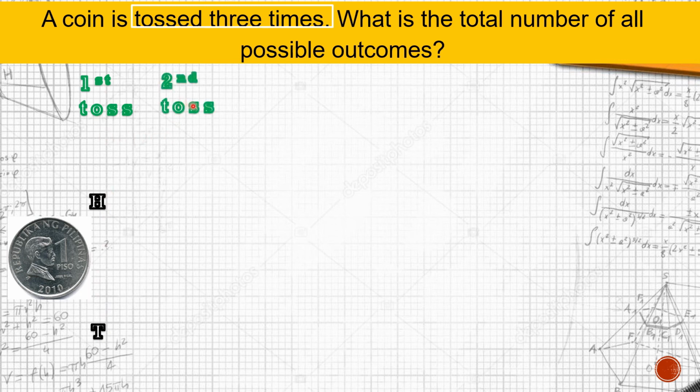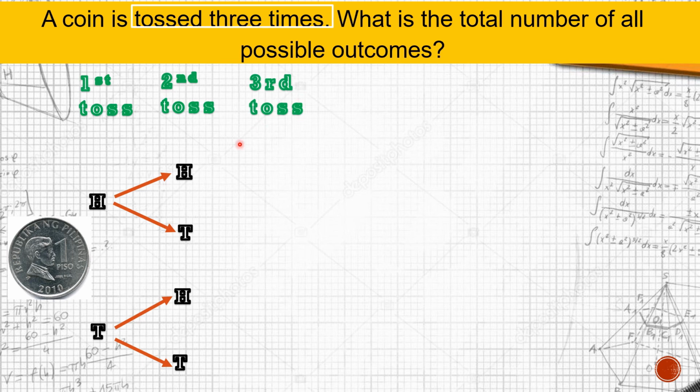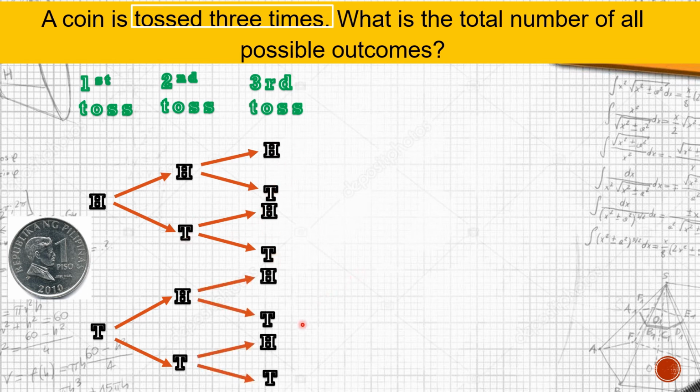Sa second toss, kapag head yung unang lumabas sa first toss, meron kang head and tail sa second toss. Kapag tail naman yung unang lumabas sa first toss, meron ka ring head or tail na pwedeng lumabas. Pagdating sa third toss, kapag head-head ang unang lumabas sa first and second toss, pagdating sa third toss, meron kang head and tail pa rin. Same kapag tail yung lumabas, head and tail pa rin. So, following the process, ganyan yung magiging tree diagram natin.